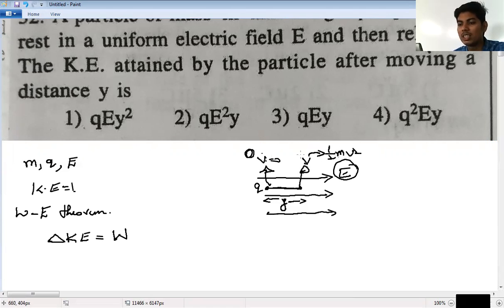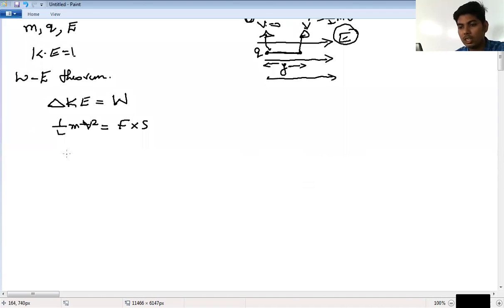So what is the change in kinetic energy? Change in kinetic energy is half mv square. That must be equal to the work done by the force. We know work done is force into displacement. So the change in kinetic energy, which we are asked to find, we'll write as it is: half mv square is equal to the change in kinetic energy.